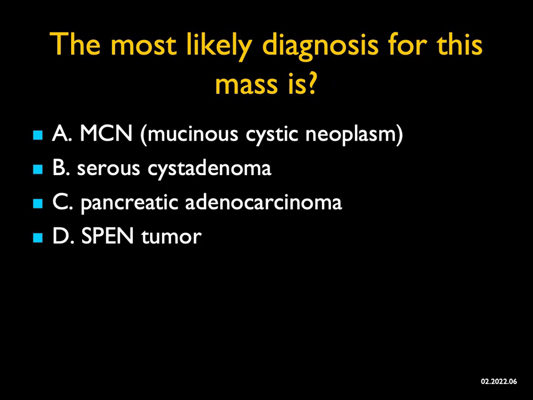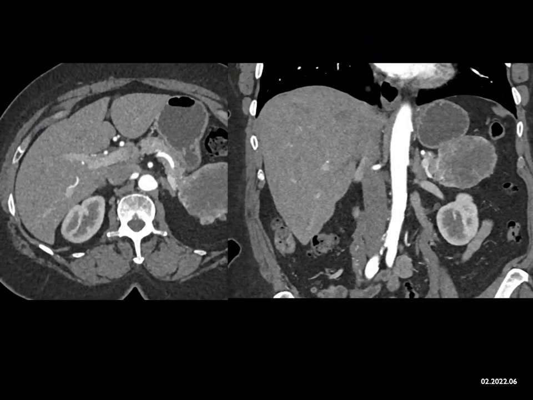The most likely diagnosis for this mass is, well, the first thing you have to figure out, where is the mass? Well, when you look at the axial and coronals, it's coming off the tail of the pancreas. It's cystic, though the wall looks a little bit thickened. I have to admit, if you told me this was a cystic pancreatic adenocarcinoma, I couldn't argue with you. If you told me the patient was really young and it was a SPEN tumor, I couldn't argue with you. If you told me this was a mucinous tumor of the pancreas in a 40-ish-year-old woman with nodularity and high-grade dysplasia or early malignancy, I couldn't argue with you.